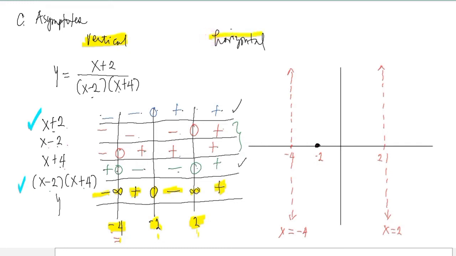So, bago natin siya i-plot, what we are going to do is to determine first the horizontal asymptote. So, in order for us to draw the horizontal asymptote, kailangan natin i-expand itong equation natin. So, for the denominator, that would be x squared. And for the middle term, so that's 4 plus negative 2, so it's positive 2x. And multiply for the last term, negative 2 times 4, that's negative 8.